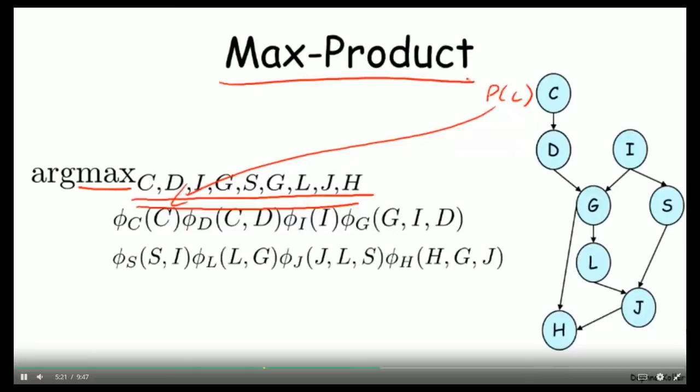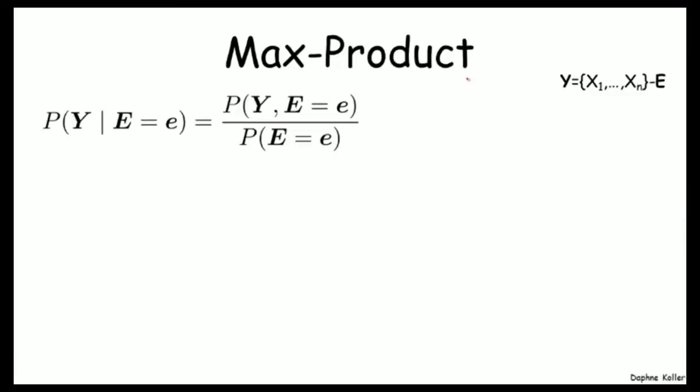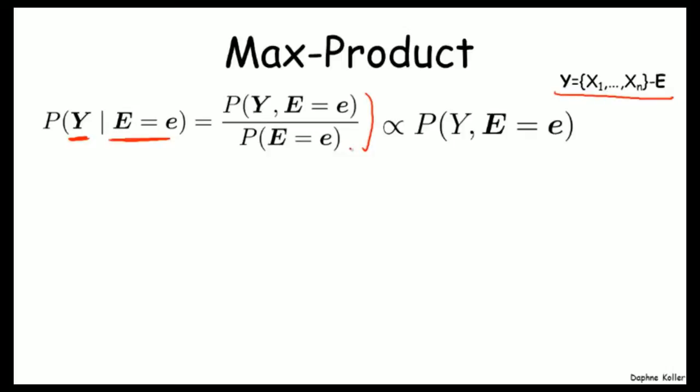Which is why this is often called a max product problem. Let's break down the max product problem. Imagine that in the more general case, we have a probability over Y given E equals little e, and let's remind ourselves that Y is the set of all variables other than the ones in E. By the definition of conditional probability, we have this ratio, where we're trying to find the Y that maximizes this ratio. And notice that the denominator is constant relative to Y.